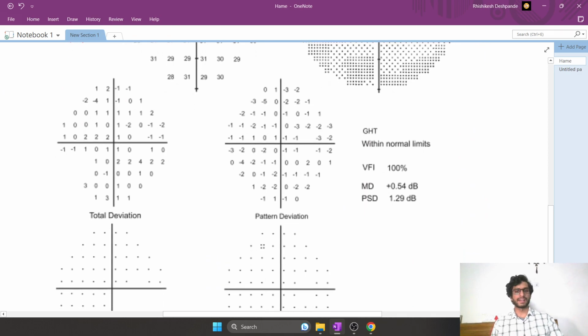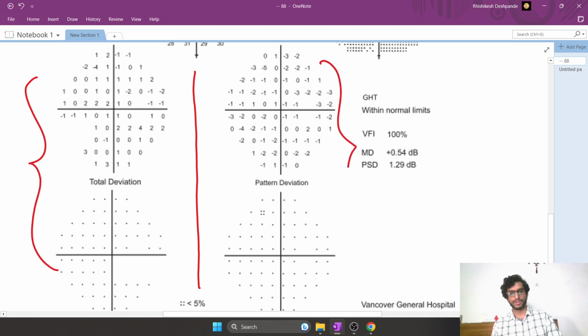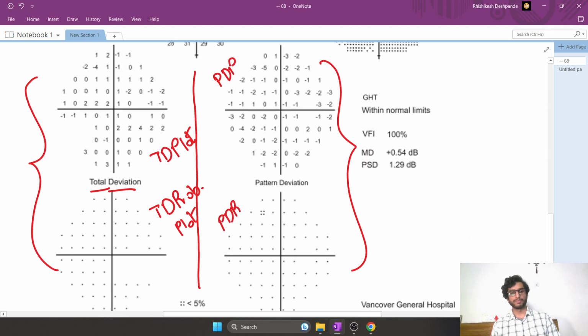Okay, then let's come to the next part. Hold on. So the next 4 images need to be read in this manner. These two need to be read together, and these two need to be read together. This is called the total deviation plot, and this is called the total deviation probability plot. Likewise, this is the pattern deviation plot and the pattern deviation probability plot.